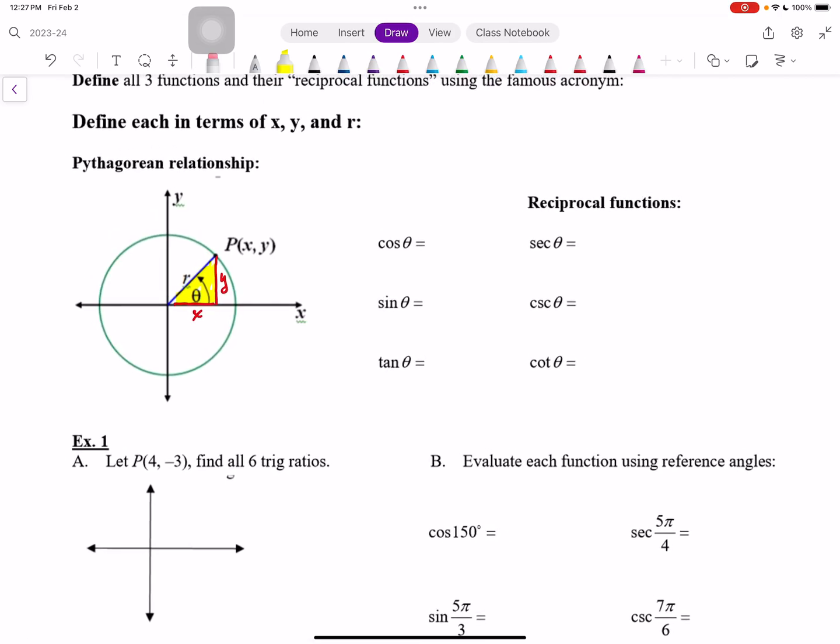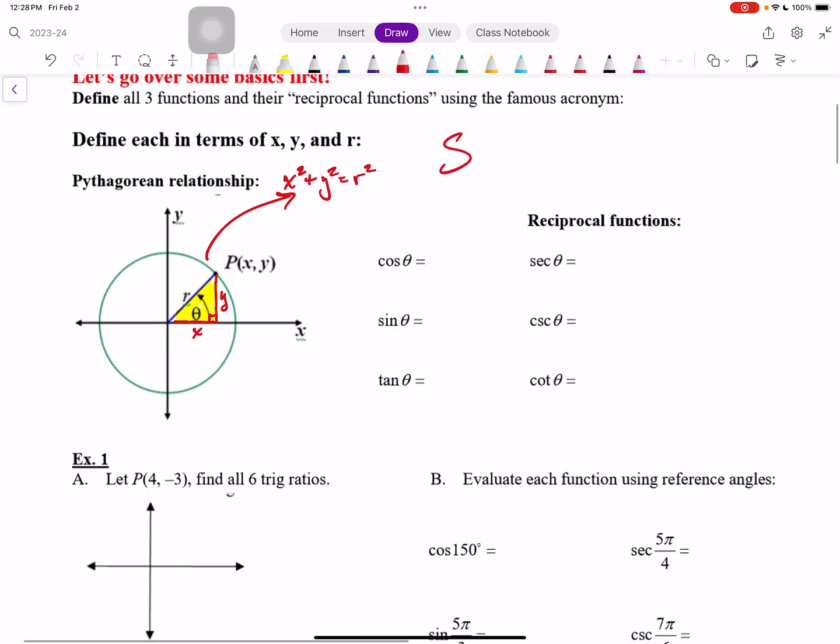So let's do that. Let's start off with the Pythagorean relationship first. So from this triangle, we can see that x squared plus y squared is equal to r squared. That's just straight from right triangle trig. There's a right triangle in there. And then also, if we remember our famous acronym SOHCAHTOA, we can define all three trig functions and their reciprocals pretty easily. Okay, so let's do it.